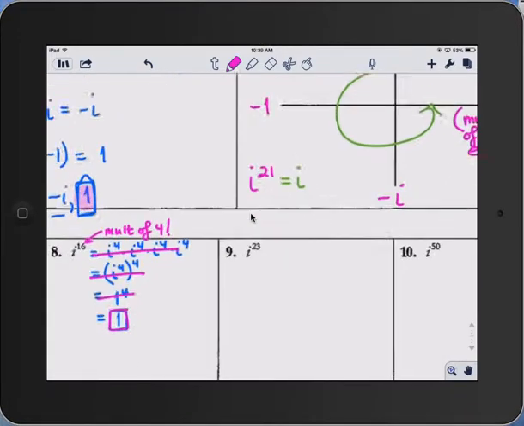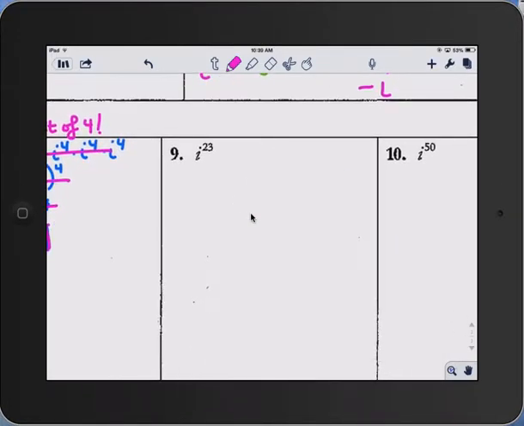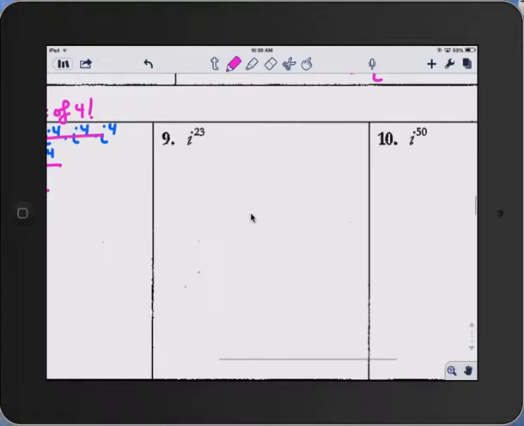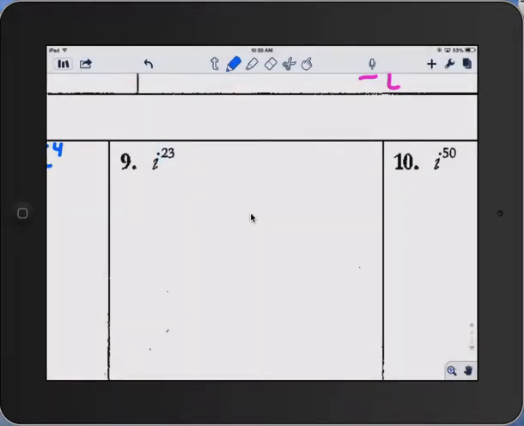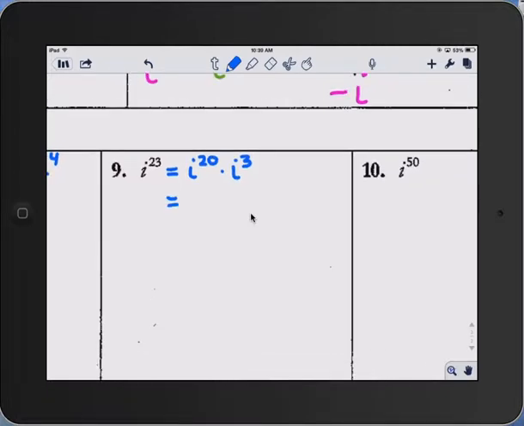Okay, i to the 23rd. Now, a multiple of 4 that is less than 23, but we want the biggest one. The biggest multiple of 4 less than 23 would be i to the 20th. And then how many do we have left over? Well, we'd have an i cubed left over. Now, i to the 20th is a multiple of 4, so it's just going to be 1.